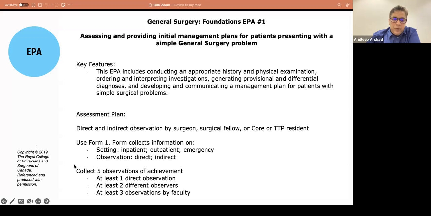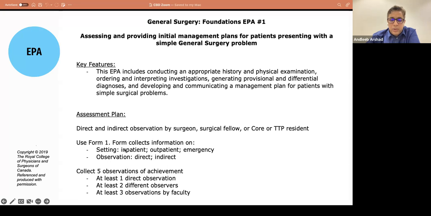Now, there are 4 different types of template forms which are to be used to assess it. Here they would tell you to use form 1, right? And form 1, they would tell that it collects information on the setting, that is, where are you observing them, right? So where are you assessing them? You can assess them in inpatient, in outpatient, or in an emergency situation.